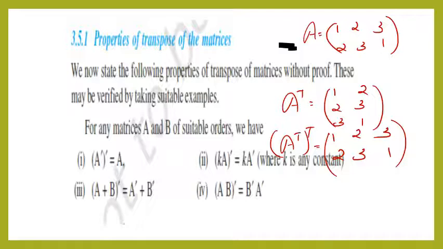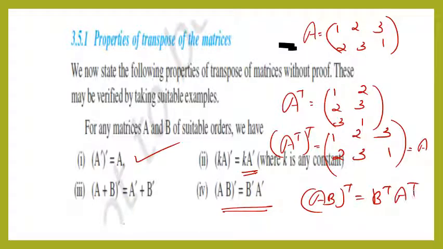So that is the first property. A transpose, the whole transpose, is equal to A. Now, (kA) the whole transpose is equal to k into A transpose. And (A plus B) the whole transpose is equal to A transpose plus B transpose. And (AB) the whole transpose is equal to B transpose into A transpose. This is an important property, right?